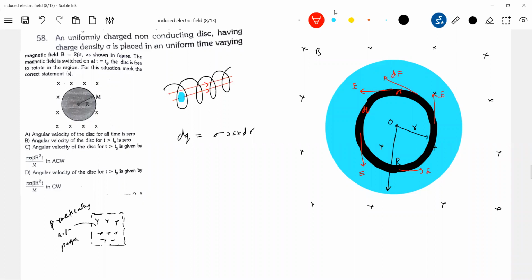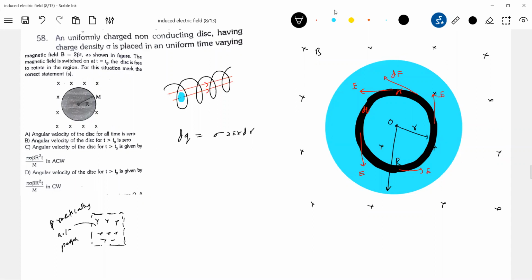At all points it will experience a force, and that force will be tangential. That tangential force will set up a torque, and because of that the disk starts rotating. The application of induced electric field: if any charged body is in a time varying magnetic field, it's going to experience a force due to the induced electric field. That force can accelerate, that force can set up a torque. All related problems will come.